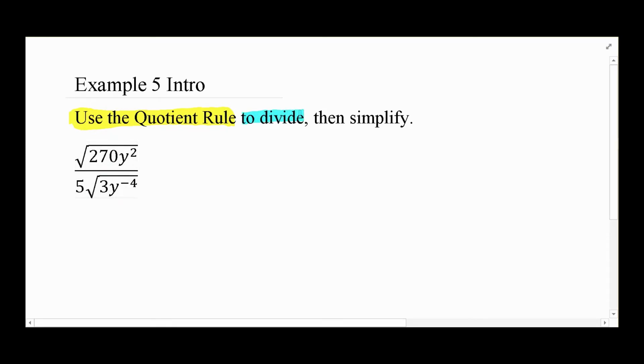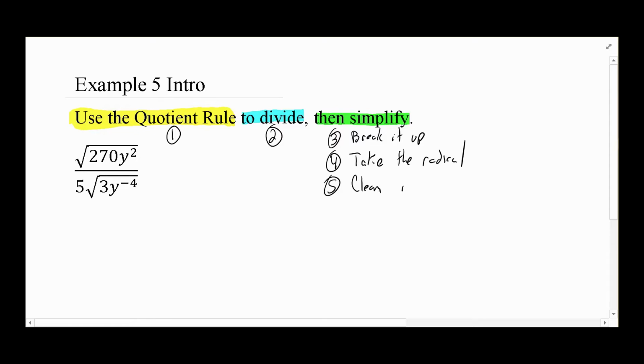Then you're told to divide. So step 1 was use the quotient rule. Step 2, once you have a single radical, is you're going to divide whatever's going on inside that radical. You have a fraction now. And then the last part of the directions say to simplify. And this is going to be steps 3, 4, and 5 to this problem. And that's going to be break it up, take the radical, clean it up.